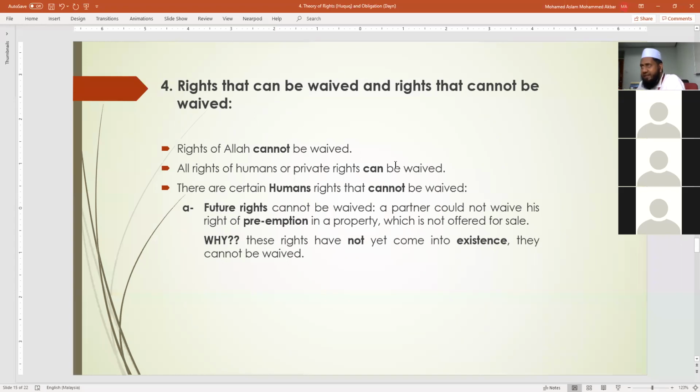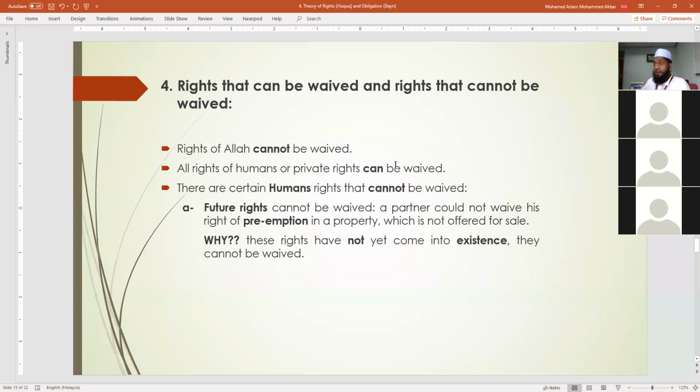What about the rights that can be waived? Are there any rights that can be waived, and are there any rights that cannot be waived? All right, again, the same examples will come. Of course, rights of Allah subhanahu wa ta'ala cannot be waived, right? No one can say to someone, okay, you don't have to pray for the next 2 years. You don't have to pay zakat for the next 2 years. Cannot be waived. Even the government cannot waive anybody's, which is actually rights of Allah subhanahu wa ta'ala.